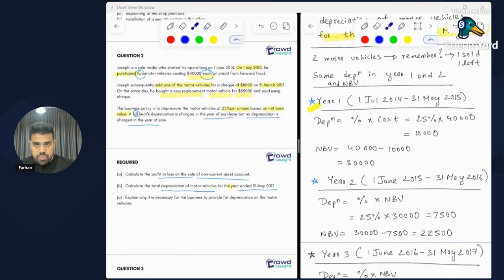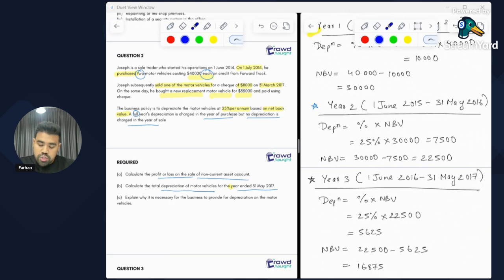Now moving on to year three, this is where this gets different compared to what we have done before, because we hadn't sold this machine. This machine was used for the entire year in year three, which means we must depreciate this machine in year three. Now, year three would start on 1 June 2016, which is the most recent financial year we're talking about, and ending on 31 May 2017. So the depreciation in year three would be simply the given percentage of 25 multiplied with the net book value that we had at the end of year two, which was 22,500. So 25% multiplied by 22,500 gives us $5,625 as the depreciation expense for this motor vehicle in year three.